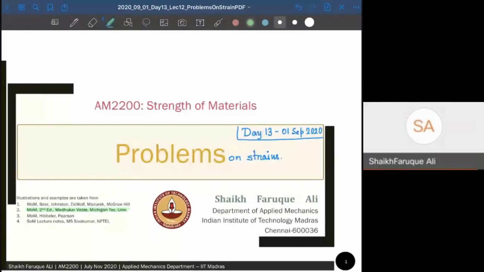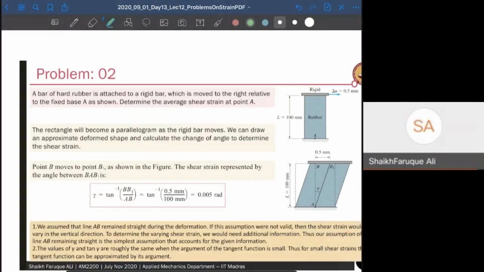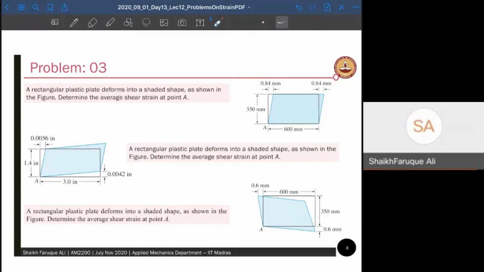So you can have more problems from his book. He has a good question set available. Problem 3 has 3 parts, A, B, and C. All these problems are shear strain problems. You need to find shear strains for the various problems that are shown here. I have taken this problem to make sure that you understand the complexity involved in calculating shear strains.